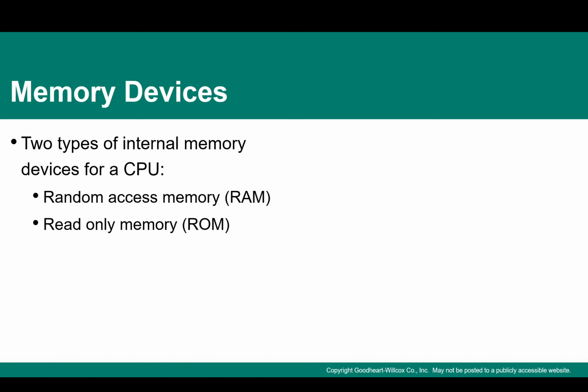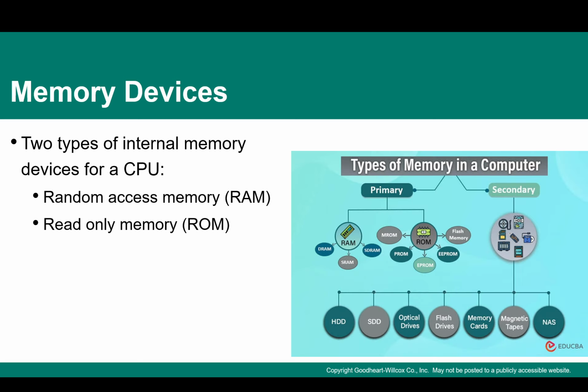So let's talk about the memory devices. We already talked about RAM and ROM, and that's exactly what this slide is saying, that internal to the devices for a CPU, you have a RAM type of memory, a random access memory, or a read-only memory. We call it ROM. But if you go further down, I think I found this very useful for you to introduce different types of memories.